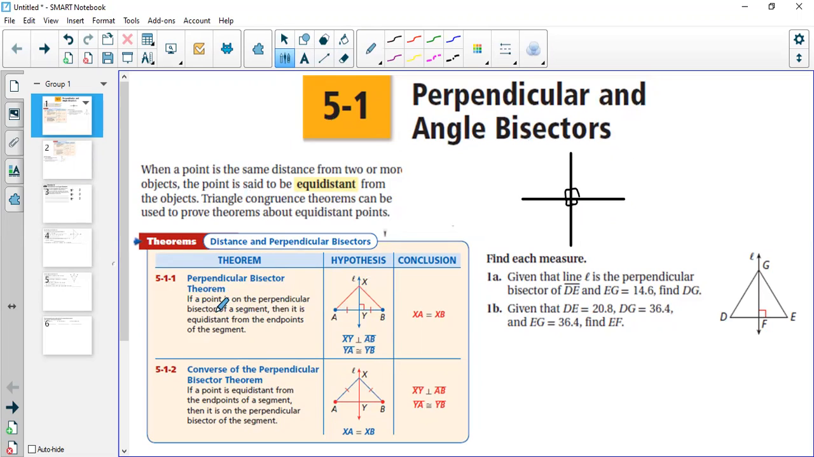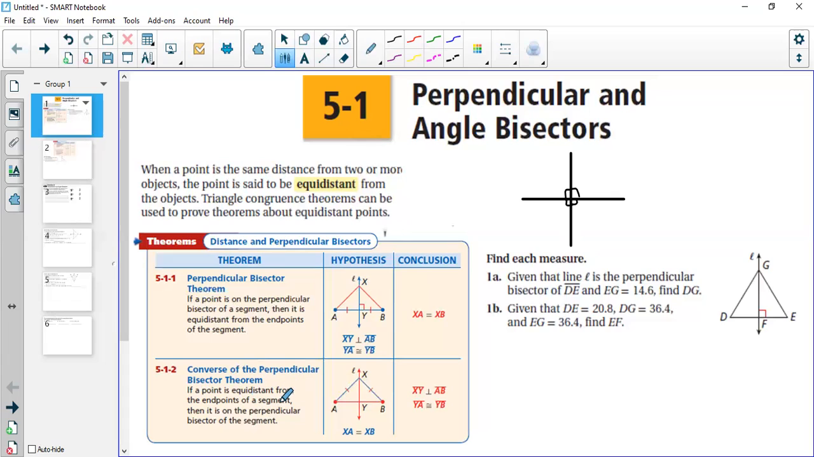The perpendicular bisector theorem says: if a point is on the perpendicular bisector of a segment, then it is equidistant from the endpoints of the segment. Here we say that XY and AB are perpendicular bisectors. You can see that they have crossed to form right angles. So YA, the distance between Y and A, is congruent to the distance between Y and B. So they are equidistant. As a result, the next thing to be proven is XA is equal to XB, so from the endpoints also the distances are equal.